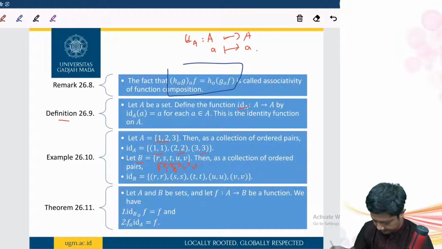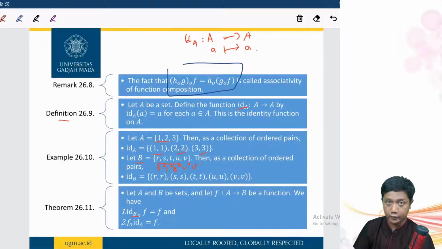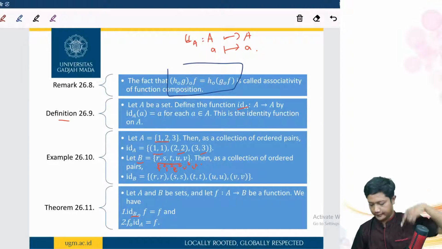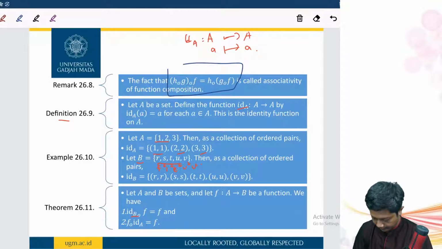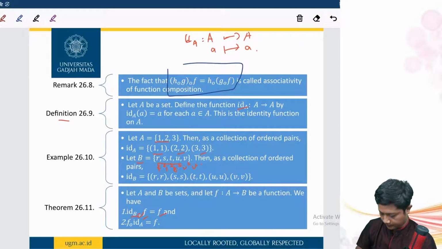And we can see that the identity, if we use the composition of functions, gives back the other function. For example, when we have this id_B, we use here with f, and we get f. Or if we have f with identity, we make a composition, we still get f.